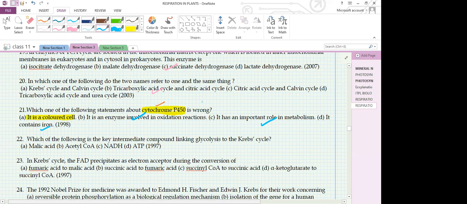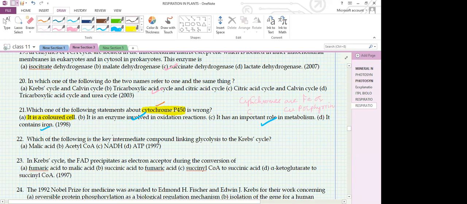So remember that. Cytochromes are iron or copper porphyrin structures. Porphyrin means having a metal in the center. Next one, which of the following is the key intermediate?